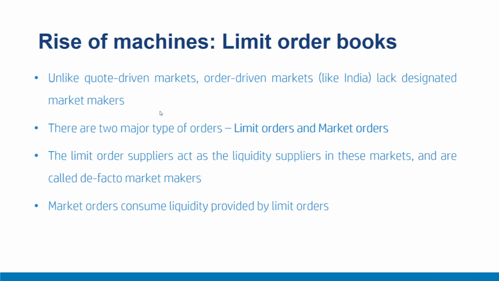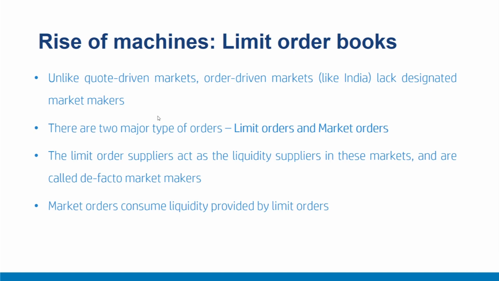Unlike quote-driven markets, order-driven markets like India lack designated market makers. These markets run predominantly on two kinds of orders, that is limit orders and market orders. Here, the limit order suppliers act as liquidity providers because these are patient orders that sit in limit order books, and are often referred to as de facto market makers because they are not specifically engaged by exchanges, but they are individual limit orders sitting patiently in the limit order book waiting for execution, and in that sense they provide liquidity to incoming market orders.